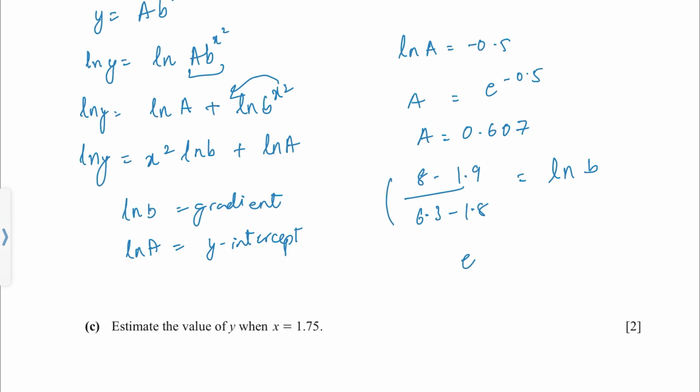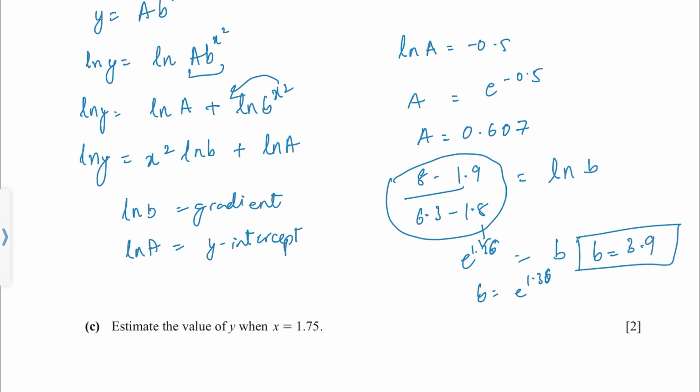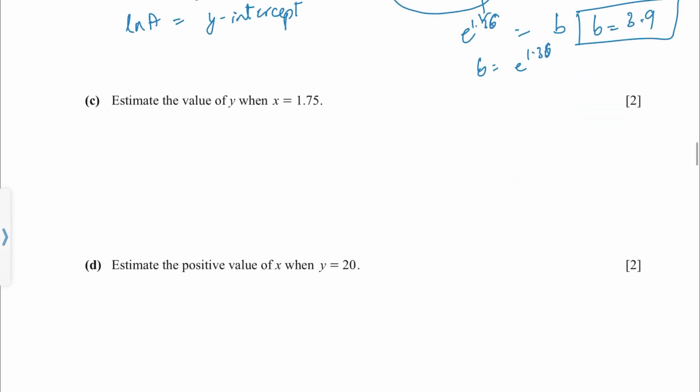So e to the power of this. 8 minus 1.9 is 6.1, 6.1 over 6.3 minus 1.8. So that is 1.35 or 1.36. b is e to the power 1.36. e to the power 1.36 would give us b as 3.9. We got our a and b.